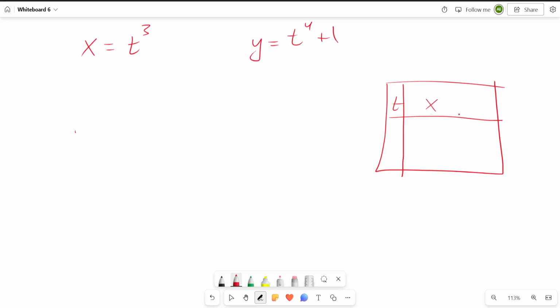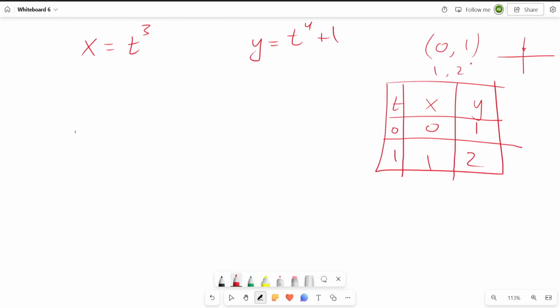We have a t value, an x value, and a y value. When t equals 0, for example, we put in 0 here. 0 cubed is 0, so x is 0. And 0 power 4 is 0, plus 1, so y is 1. So our first point is (0, 1), and we plot this point on our curve. The second point is when t is 1: 1 cubed equals 1, so x is 1, and y is 1 power 4 plus 1, which is 2. So we have another point (1, 2), and we will plot our curve that way.